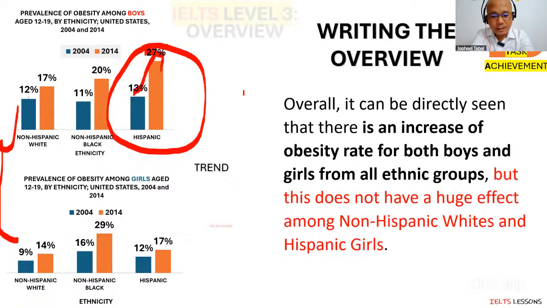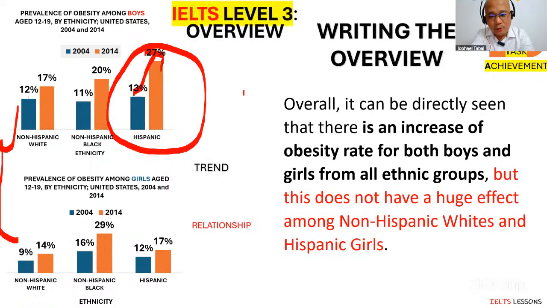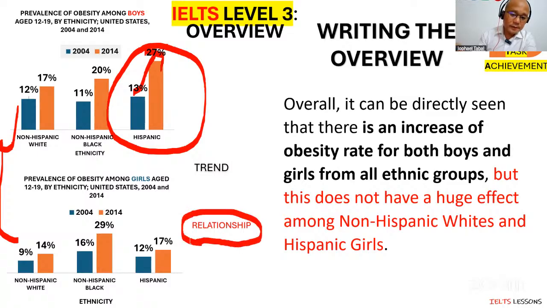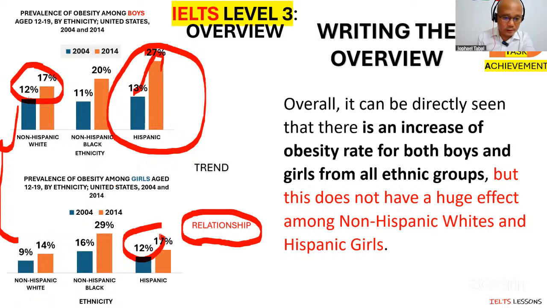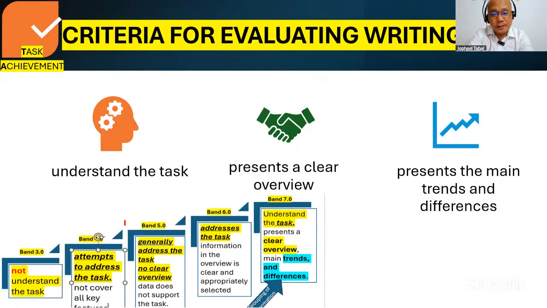So that is why in our overview, we can say overall, it can be clearly seen that there is an increase of obesity rate. That is the most obvious trend there. There is an increase of obesity rate for both boys and girls from all ethnic groups. But, relationship, that means the comparison, this does not have a huge effect among non-Hispanic whites and Hispanic girls. So it doesn't have much effect among non-Hispanic whites and Hispanic girls. All right, so that's how we present a clear overview.